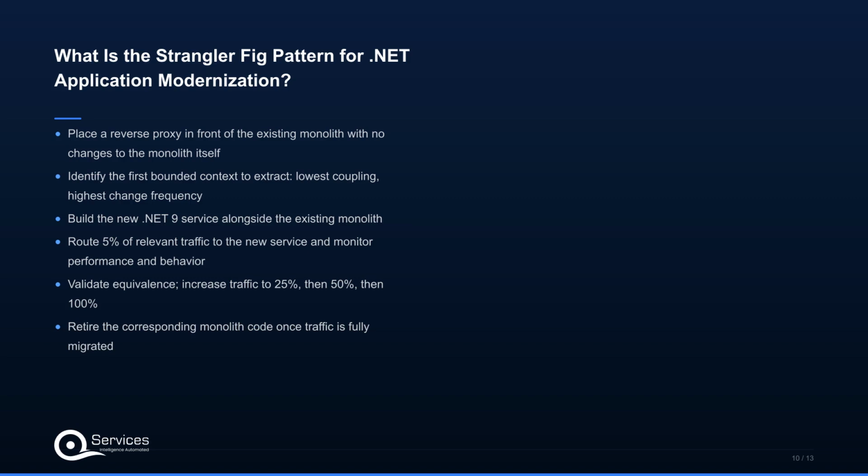YARP is the preferred .NET native routing layer. It's built on .NET 9, configurable in C#, and integrates cleanly with existing ASP.NET Core middleware. The typical cycle per bounded context is 6 to 10 weeks for a medium complexity service.